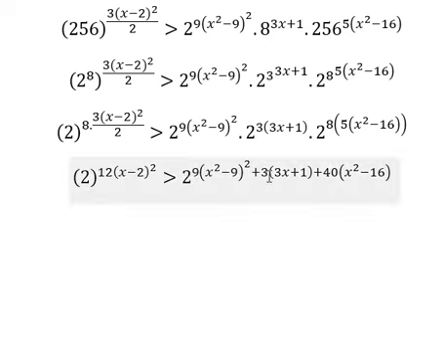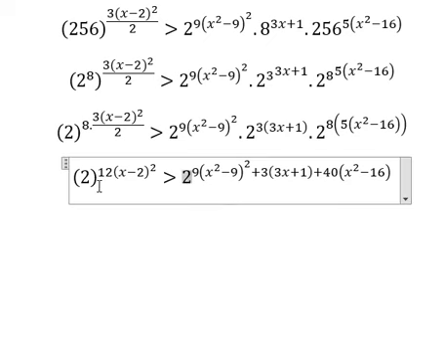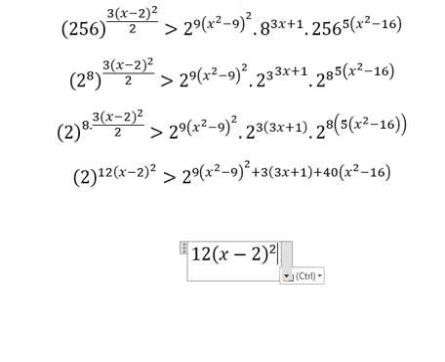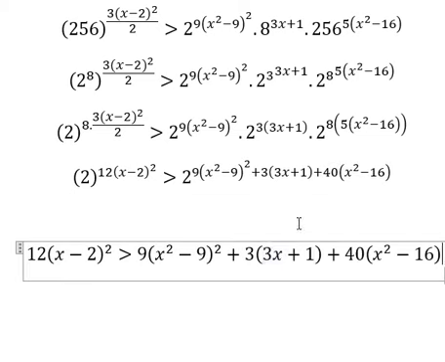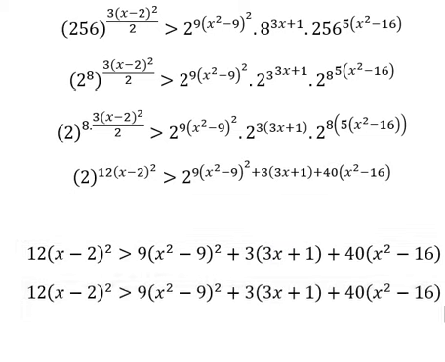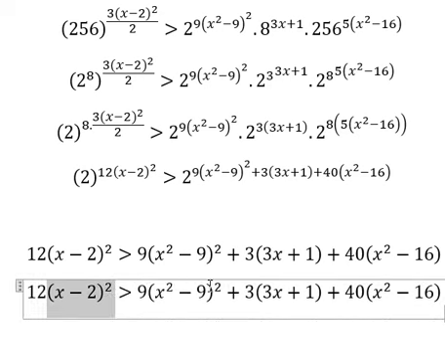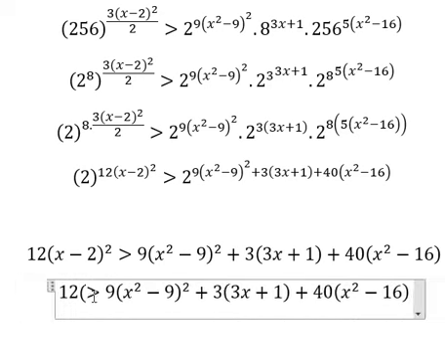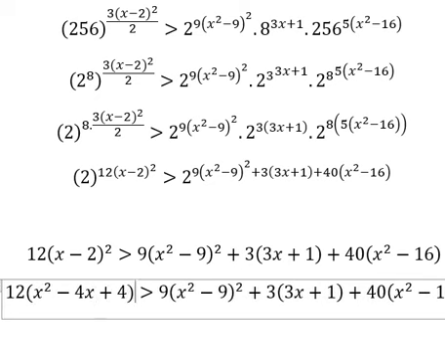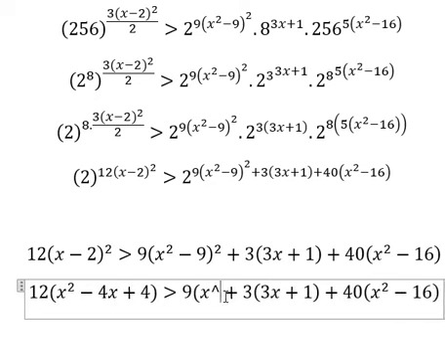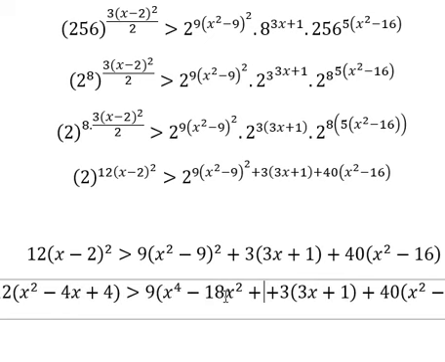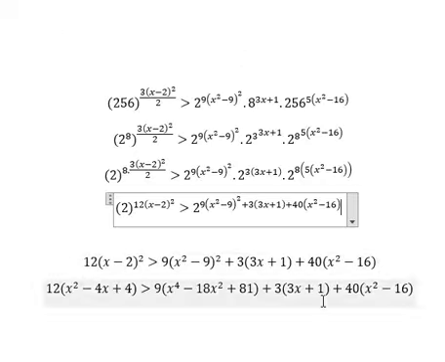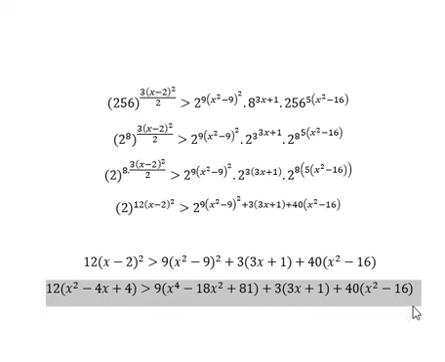Now, we have the same base, that is number 2 and number 2. So we just have this one is greater than this one. So we need to expand this one. Now we need to simplify this one.